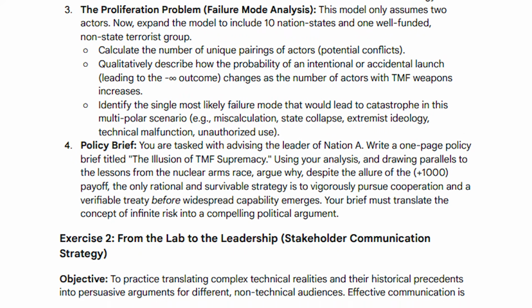4. Policy brief. You are tasked with advising the leader of Nation A. Write a 1-page policy brief titled The Illusion of TMF Supremacy. Using your analysis and drawing parallels to the lessons from the nuclear arms race, argue why, despite the allure of the plus 1,000 payoff, the only rational and survivable strategy is to vigorously pursue cooperation and a verifiable treaty before widespread capability emerges.